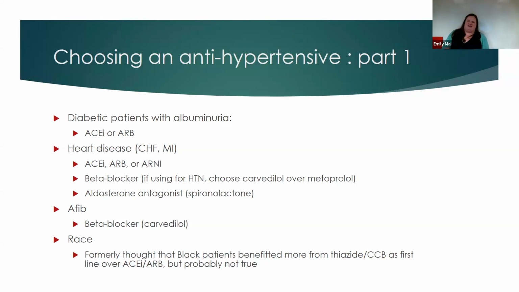But there's been evidence that shows that the variability just between Black patients is actually more than the variability of Black versus white. So essentially, there are plenty of Black patients who would benefit from an ACE or ARB, and there's no real way to tell who that's going to be. So the new thought is that there's no reason to pick any of these three over the other based on race alone.